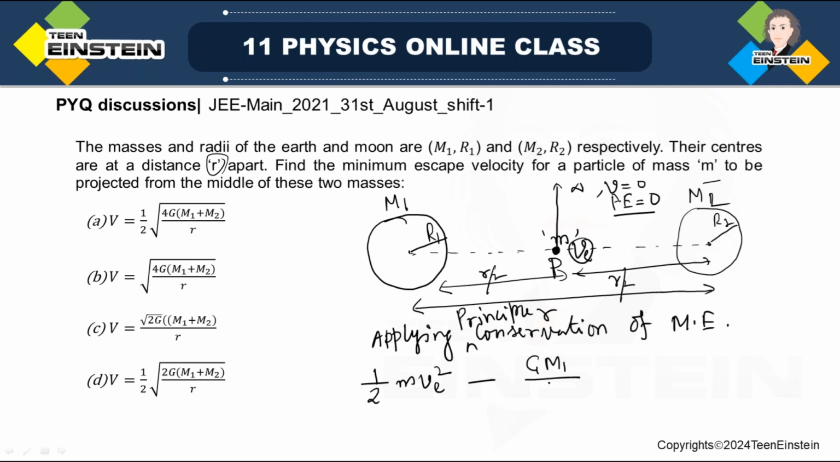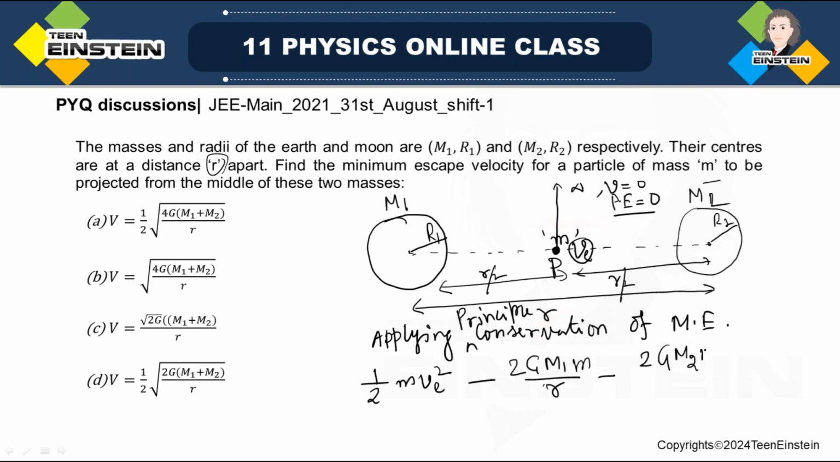So Gm by r by 2 into m. So Gm1m by r by 2. That means this is 2Gm1m by r. Due to this here, due to the moon, what will be the potential energy? Gm by r.